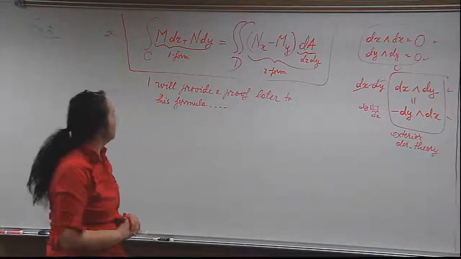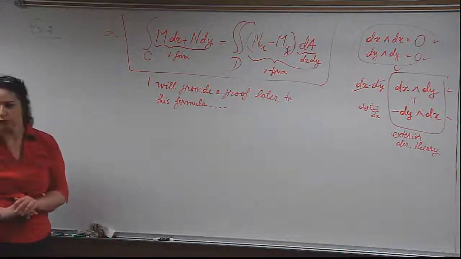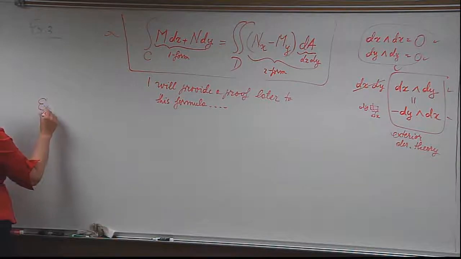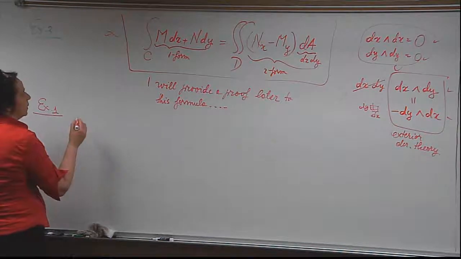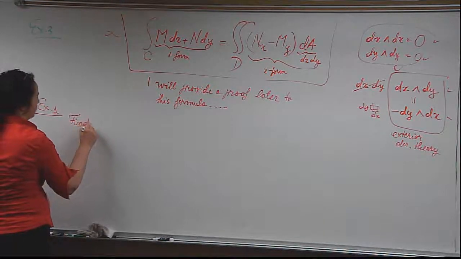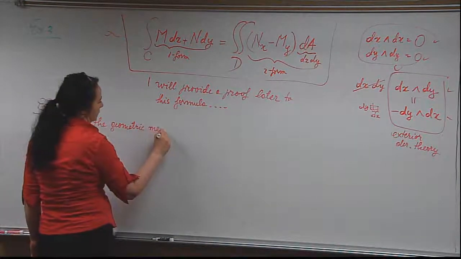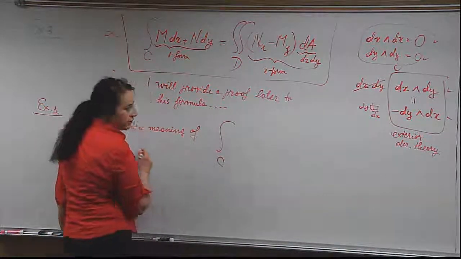What is beautiful about this is that it can actually help you solve problems that you didn't think would be possible. For example, example 1, and I say that would be one of the most basic ones. Find the geometric meaning of the integral over C, where C is a closed loop.